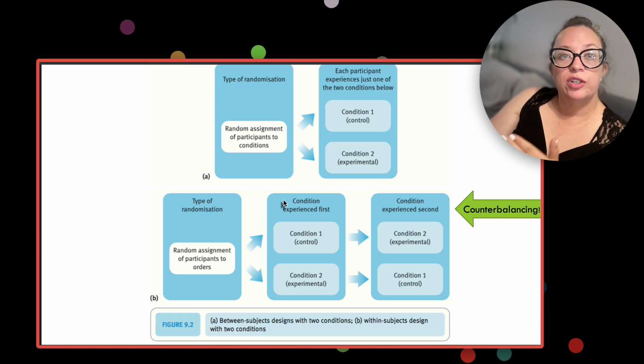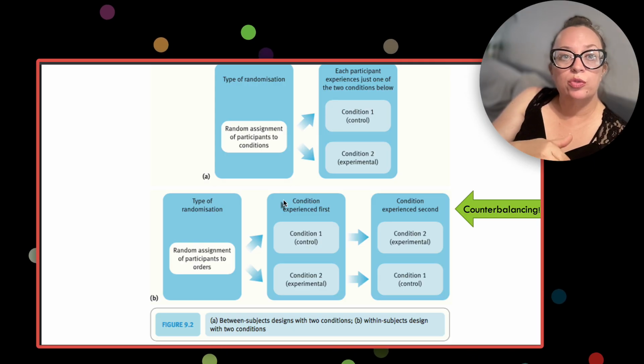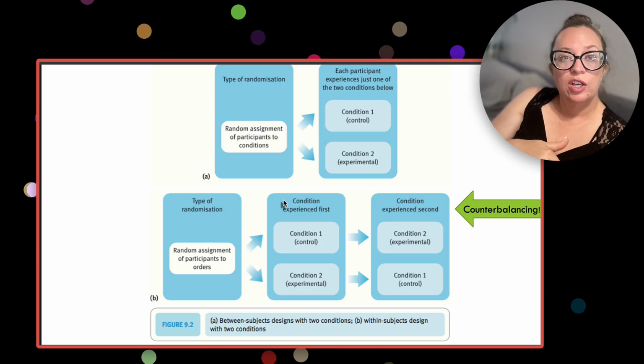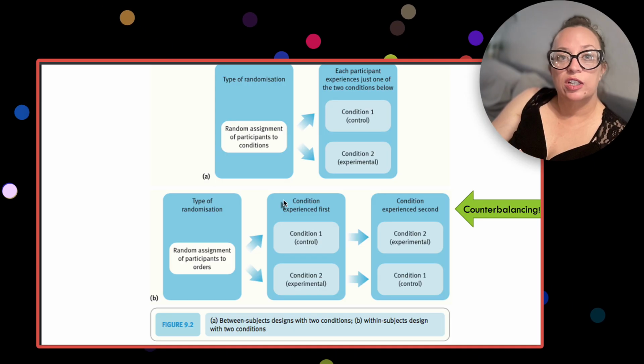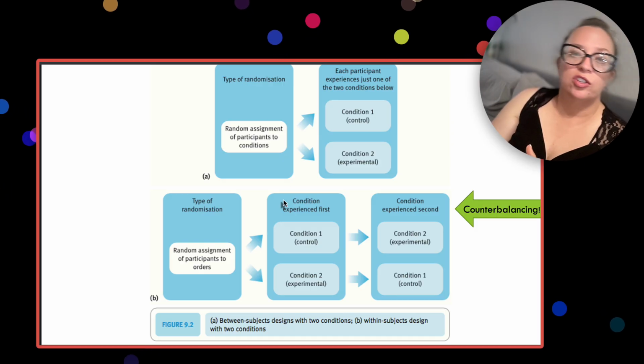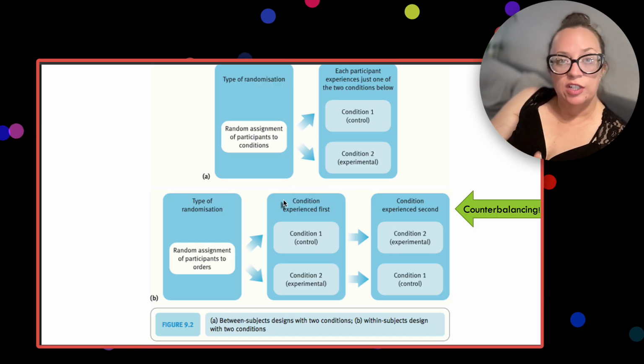So I have a little arrow here. This is counterbalancing, when you switch the order of the conditions. Someone might get the first condition first, the second condition second. The other person might get the second condition first and the first condition second. Okay.